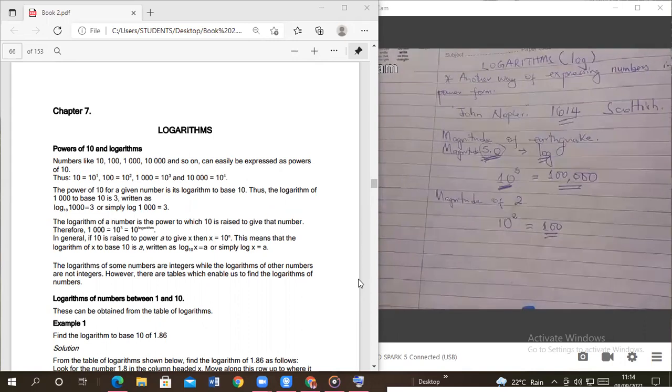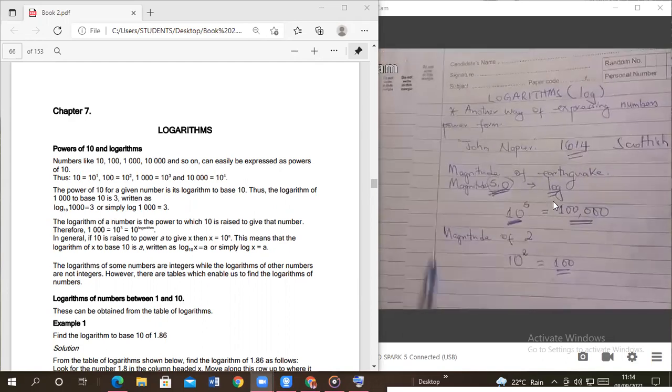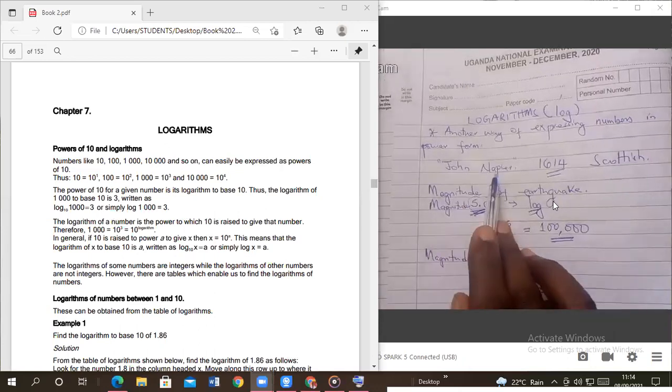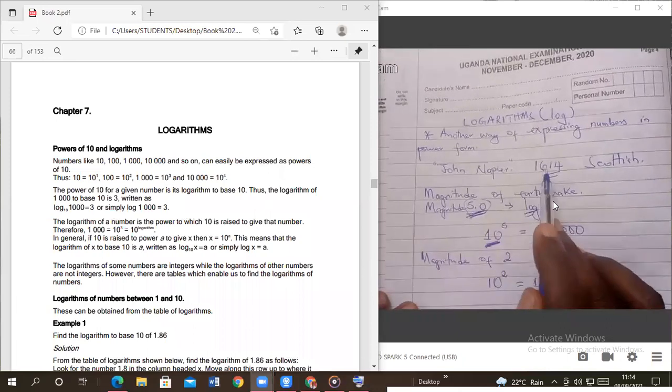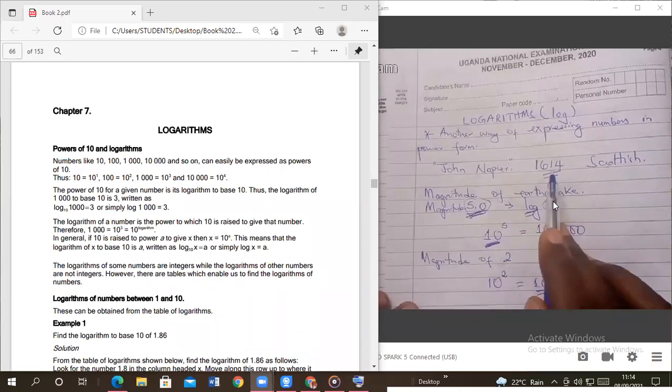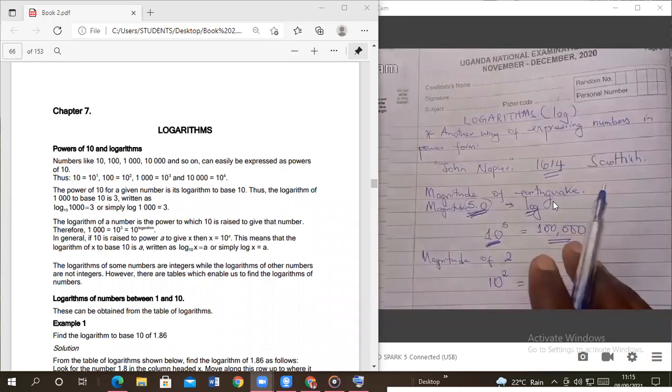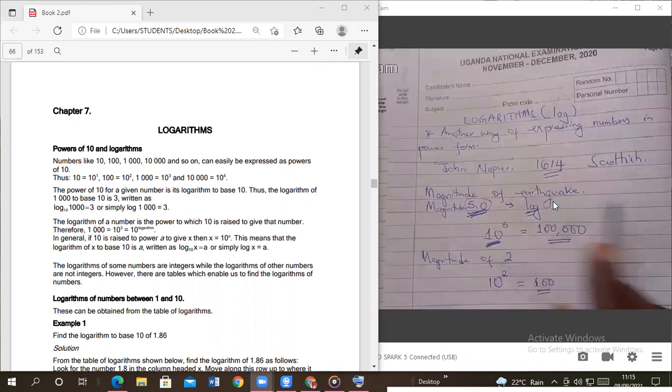So we are saying logarithm was introduced by a man called John Napier in the year 1614. And John Napier is a Scottish man, from Scotland, a great mathematician who came up with that idea of logarithm.